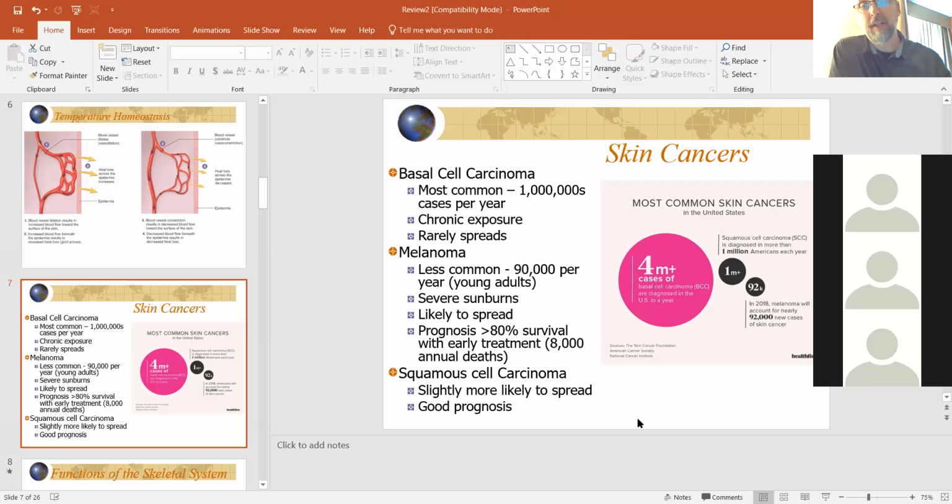Moles or cells are kind of abnormal anyway, and these are more likely related to severe sunburns. So they can occur in young adults, but treatable if caught early. And so this is all about DNA damage. And again, sunlight is the cause. Some of us are more susceptible.